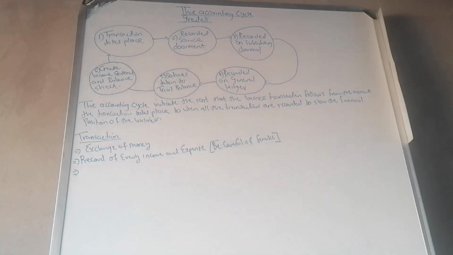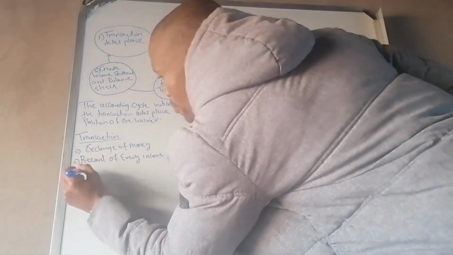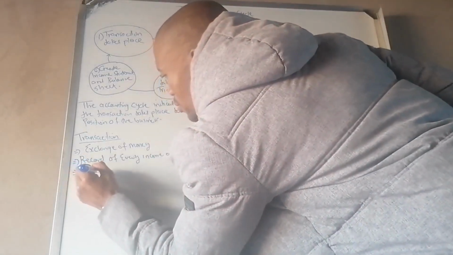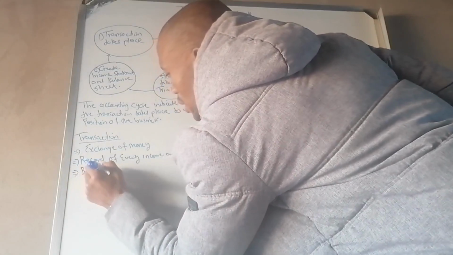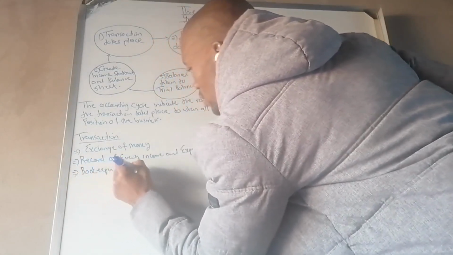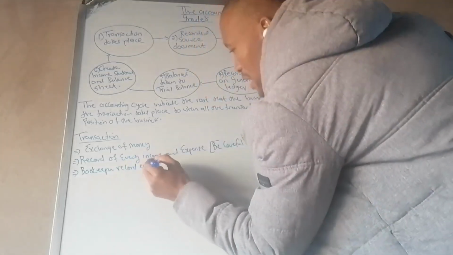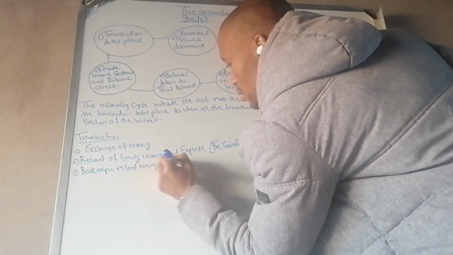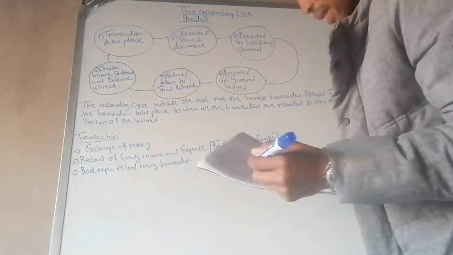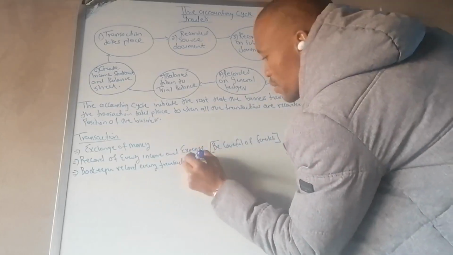Right, we are saying that this is a record of every income and expense action that takes place within the business. As a bookkeeper, you need to record every transaction from a source document. So a bookkeeper records every transaction from a source document.